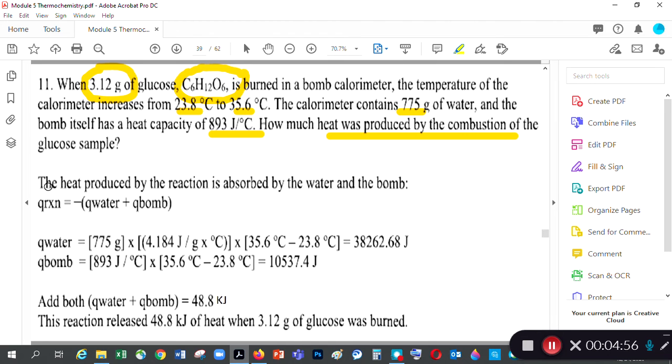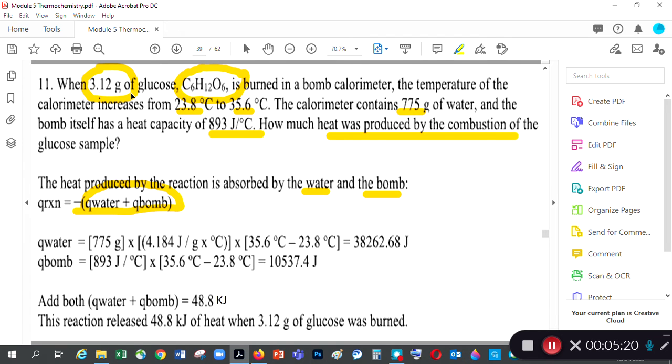It turns out the heat of combustion, the heat of the reaction, is equal to the heat produced by the reaction, which is absorbed by the H2O and by the bomb calorimeter itself. So it will be the sum of both. That's the heat of the reaction. So let's calculate this one first.